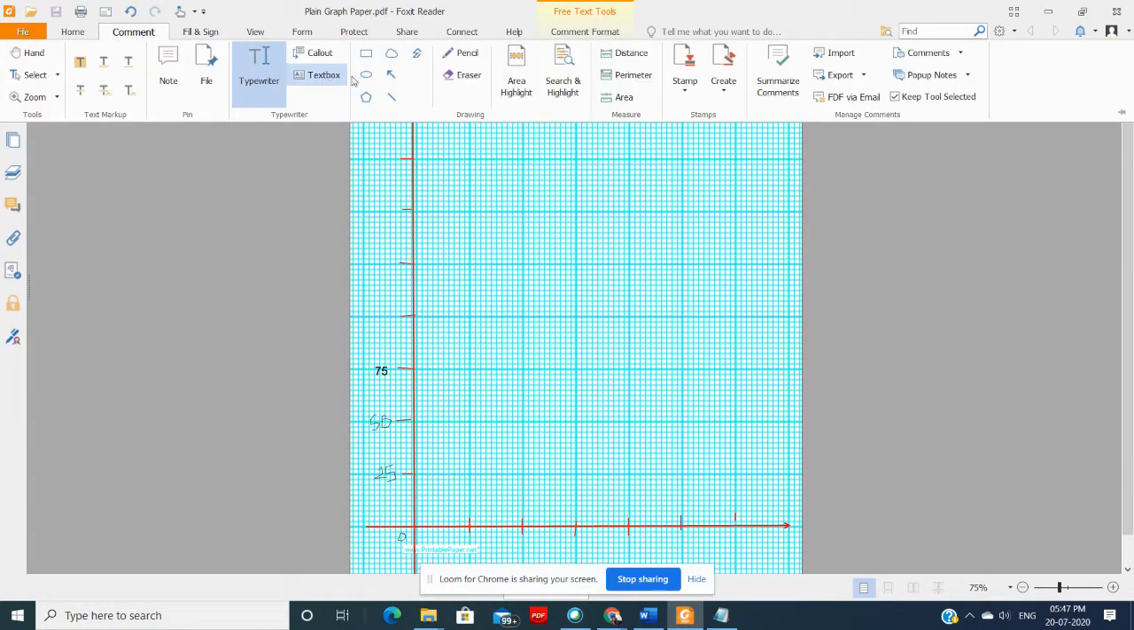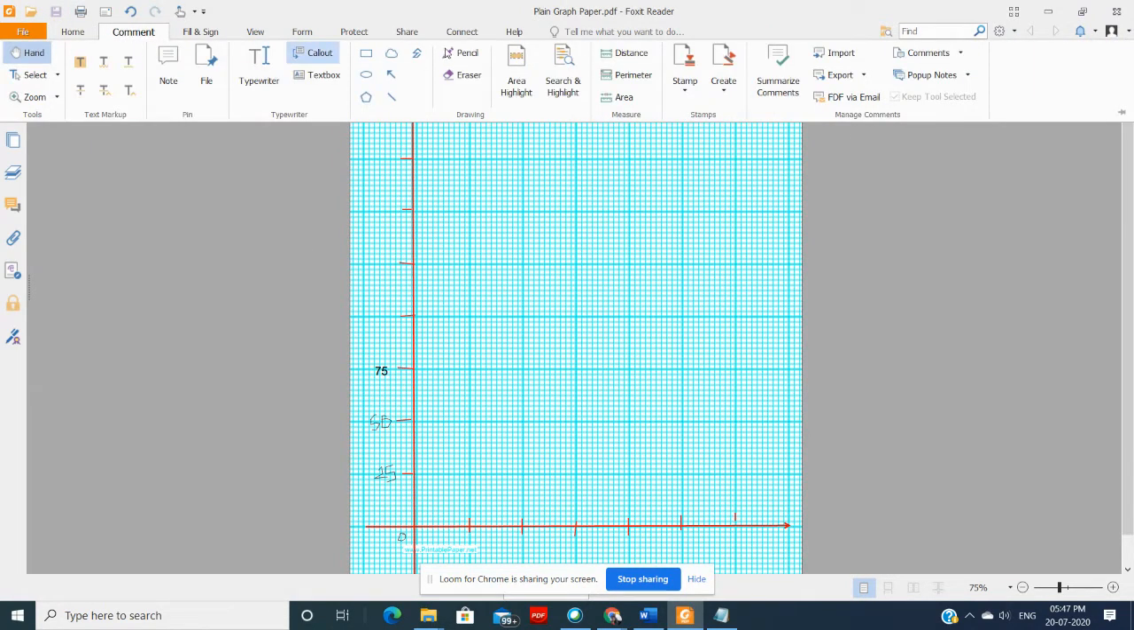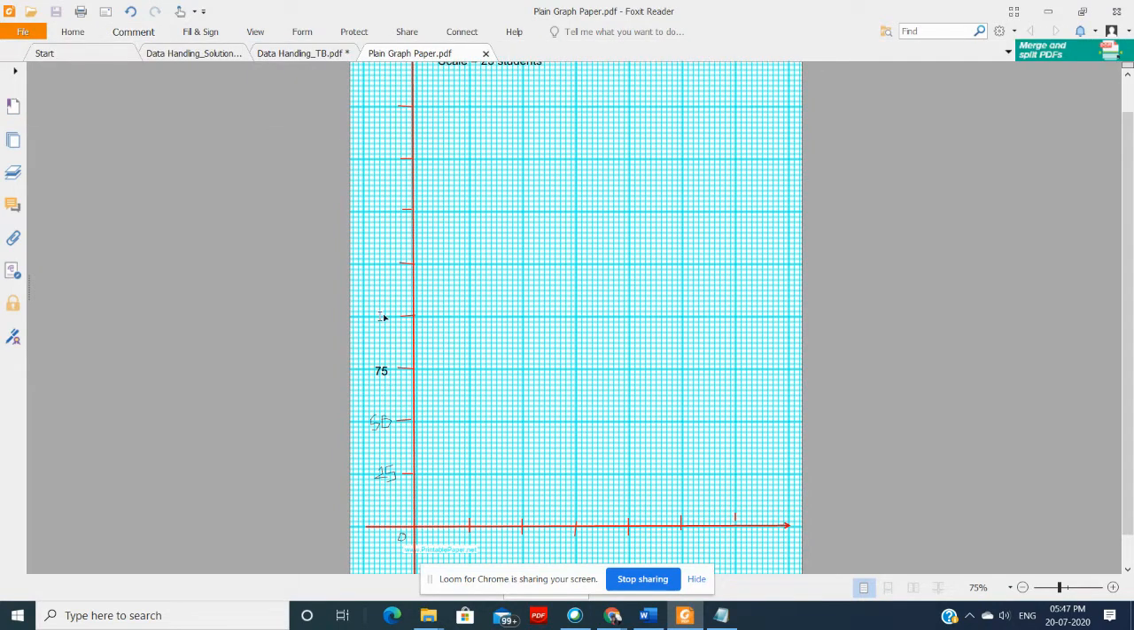Then 75 plus 25, it would be 100, then 125, then here it is 150. So we are done, because the maximum number I need to reach is 135, and 150 is here. Because I have less space, I'll just draw a few of them so that you get an idea.